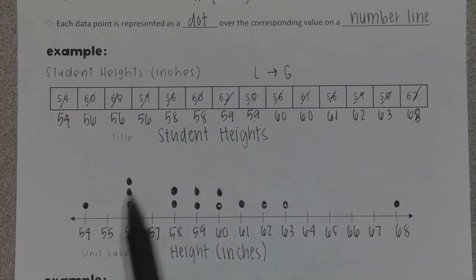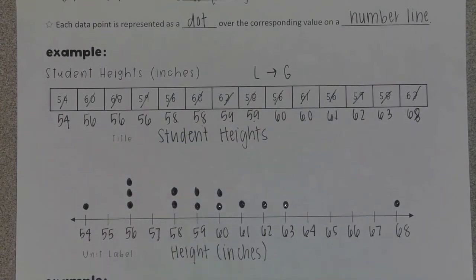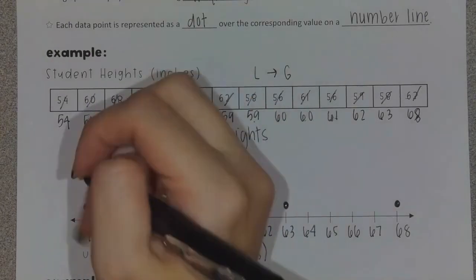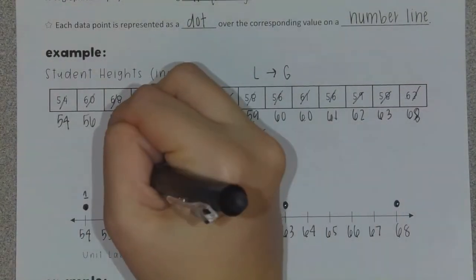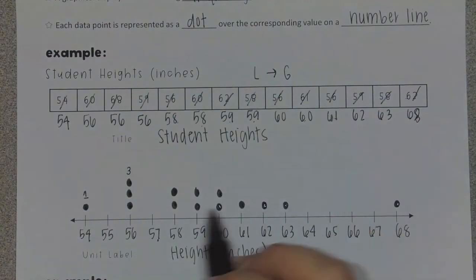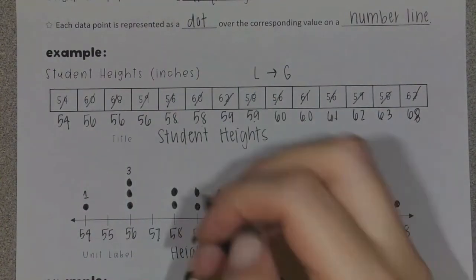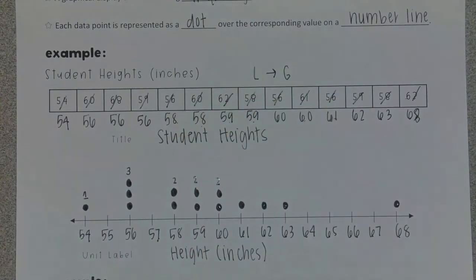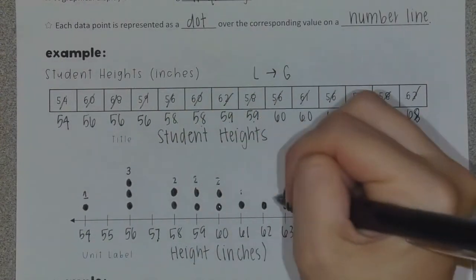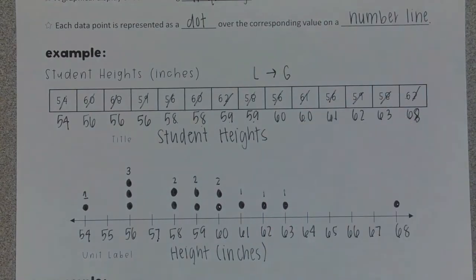So when we look at our data, again, just like we did with the bar graphs, how we labeled the frequency of those bar graphs, you want to do the same thing with your dot plots. So there was 1 student at 54, 0 at 55. 3 students who measured 56, 0 at 57. 2 students at 58, 59, and 60. 1 student at 61, 62, and 63. And then 1 student who measured 68 inches.